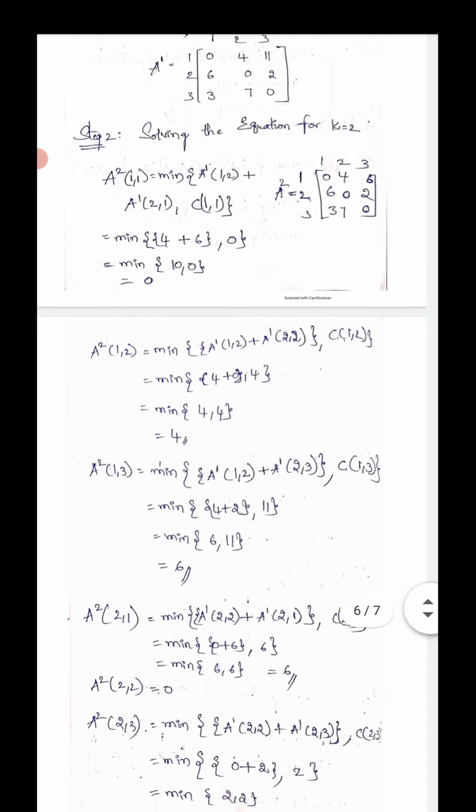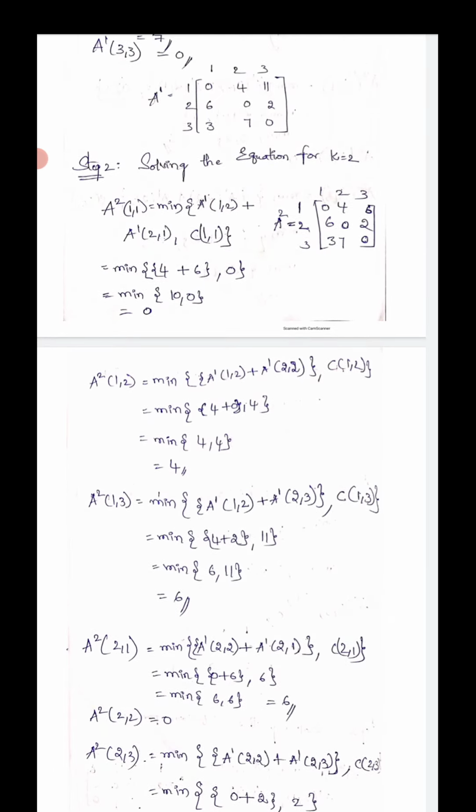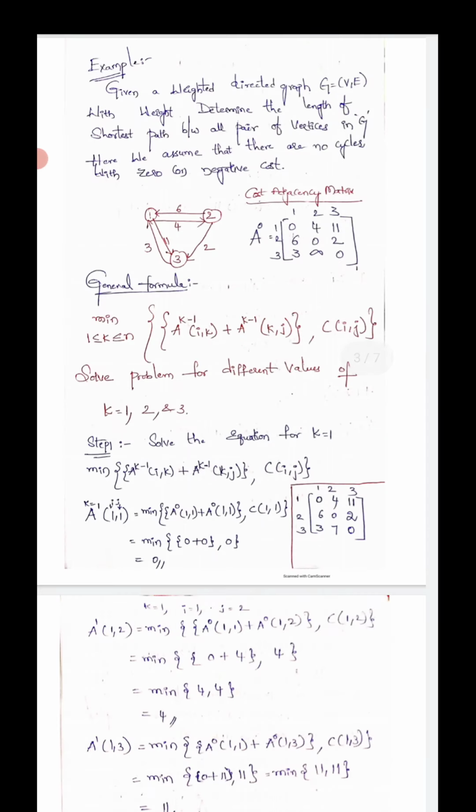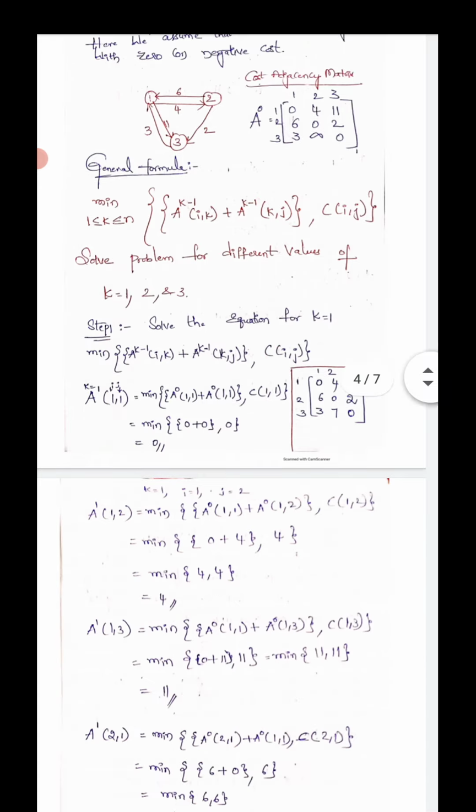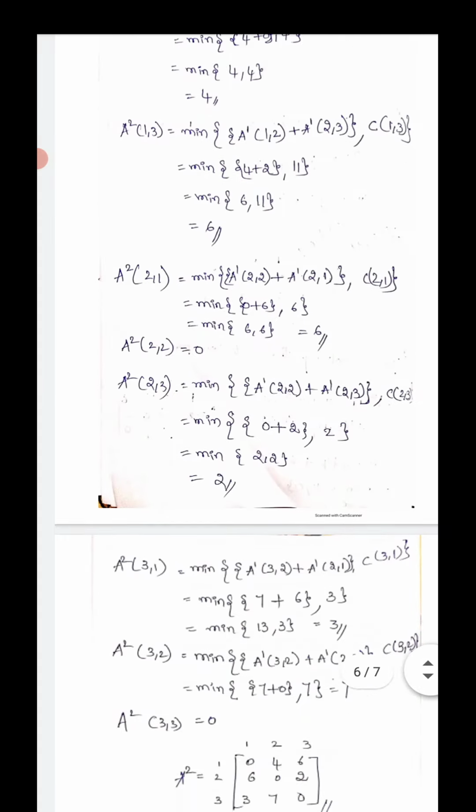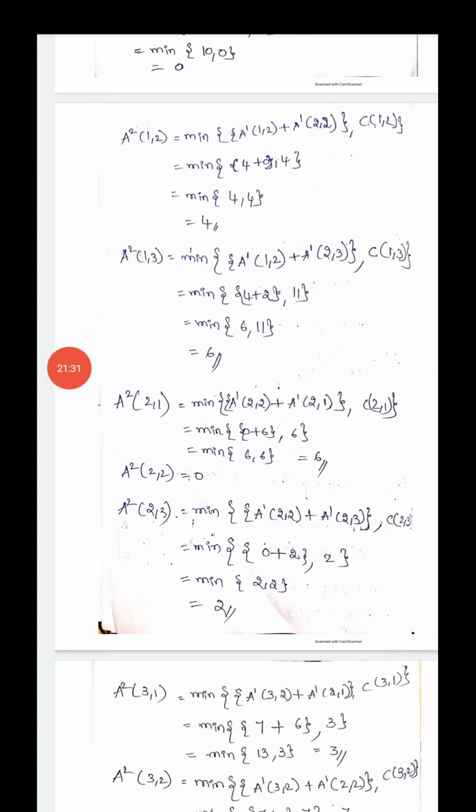Now if we look at the cost adjacency matrix of A power 1, (1,2) gives 4, plus A power 1 of (2,3). What is 2 to 3? And C of (1,3), from 1 to 3, the direction cost is 11. So the minimum of 6 and 11 is 6.